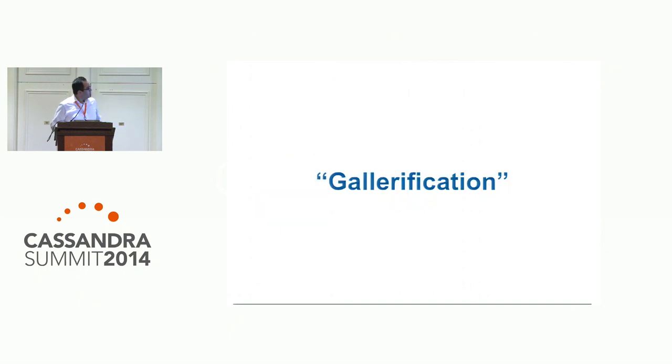Functionally speaking, there are two things that Hippo does. If you recall from one of the previous slides, one of the first things a trader does is refresh their market data. The result of refreshing their market data means that they need to store that somewhere, and that process of storing the data we call gallerification.